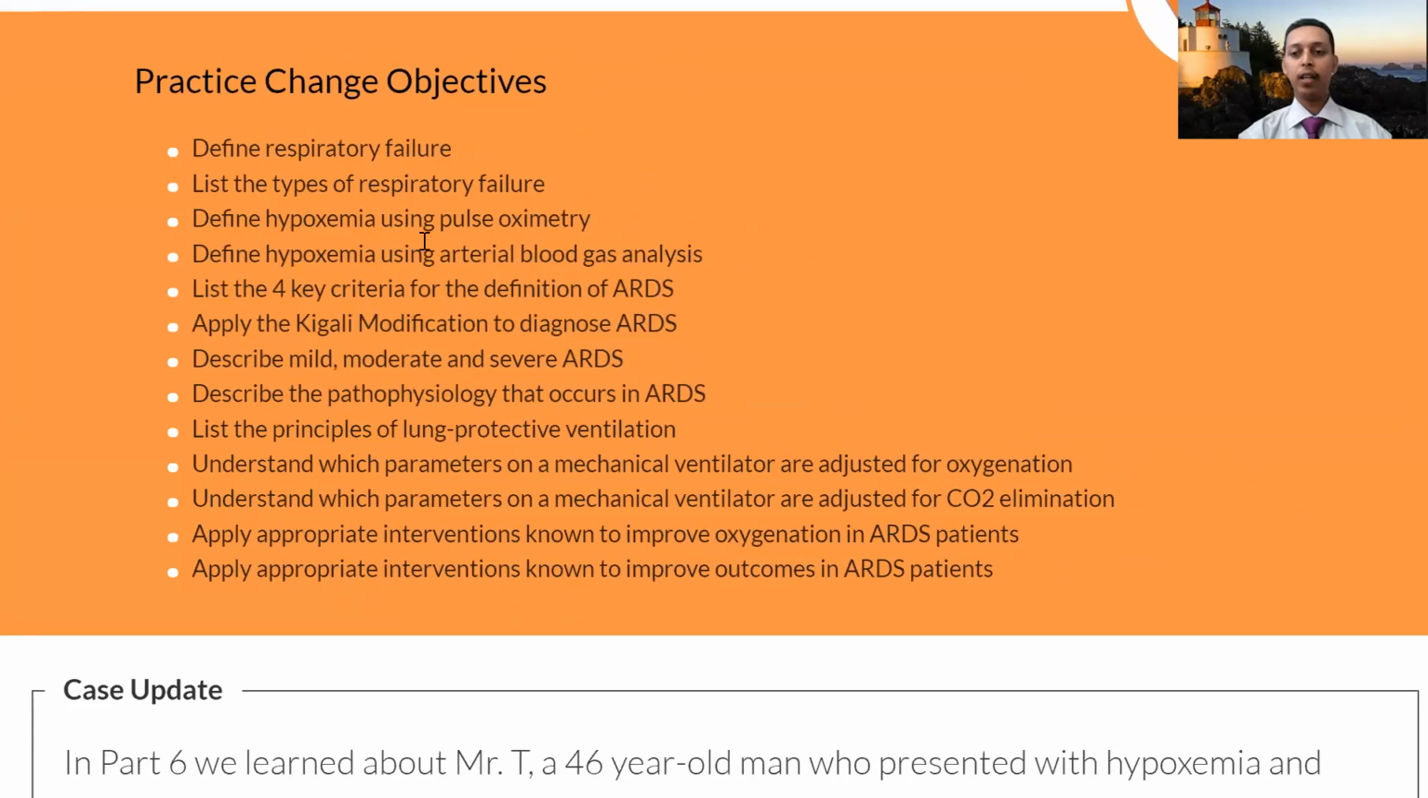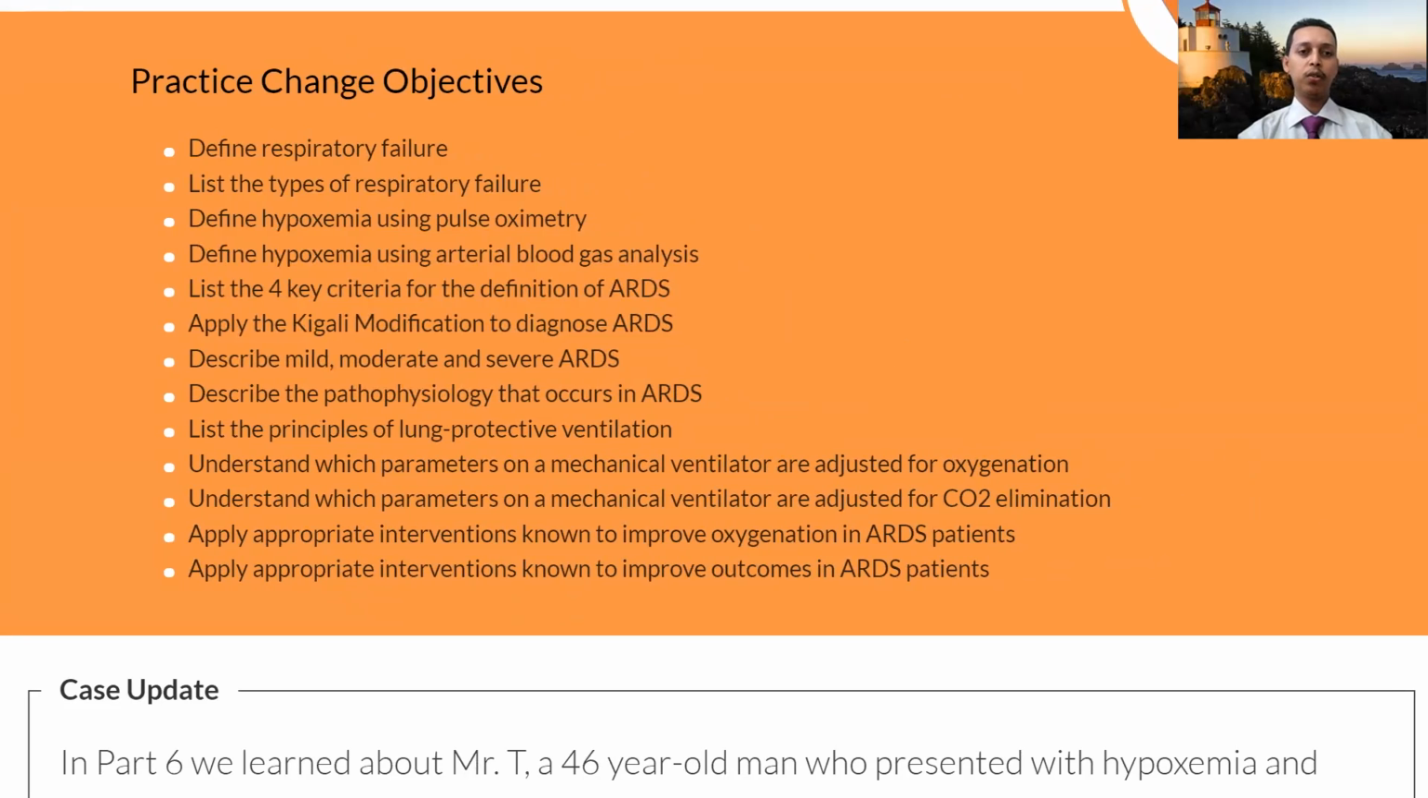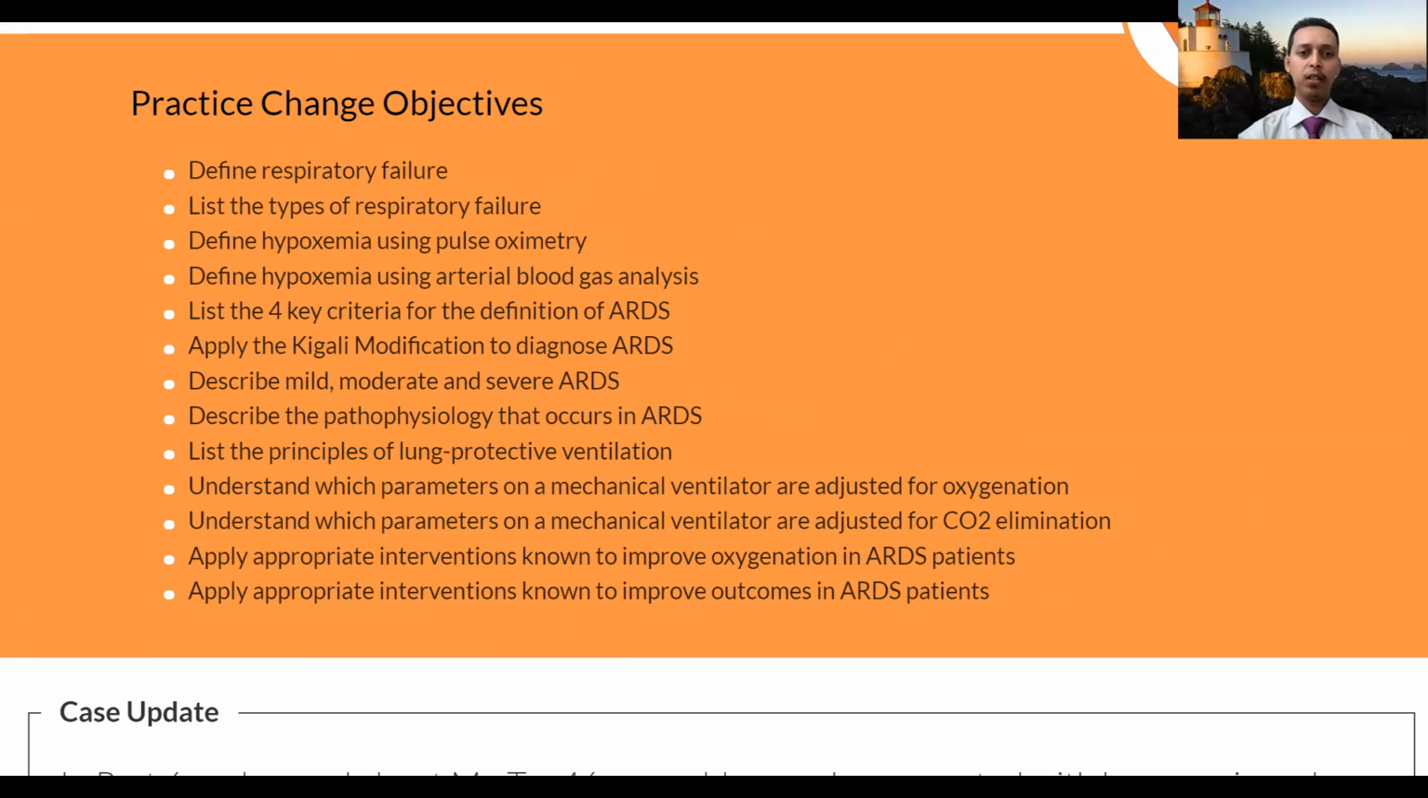We will be defining respiratory failure. We'll go through the types of respiratory failure and how to define hypoxemia using pulse oximetry or arterial blood gas analysis, and we'll list the 4 key criteria for the definition of ARDS. Whenever arterial blood gas analysis is not available, we'll be able to apply the Kigali modification to diagnose ARDS. Through this case-based discussion, we'll describe what mild, moderate, and severe ARDS is, and the pathophysiology that occurs in ARDS. And we'll list out the principles of management, including lung protective ventilation.